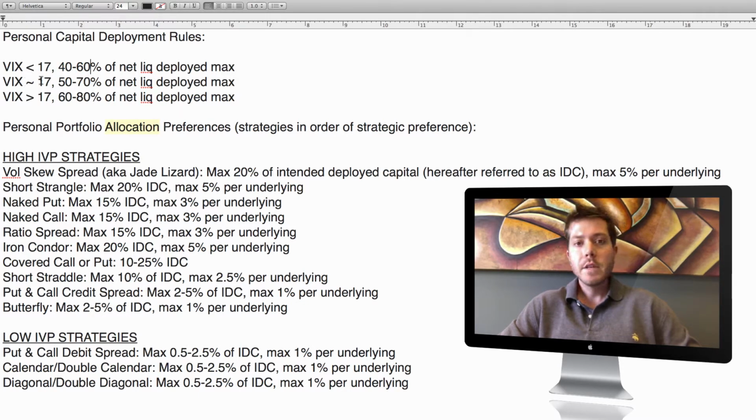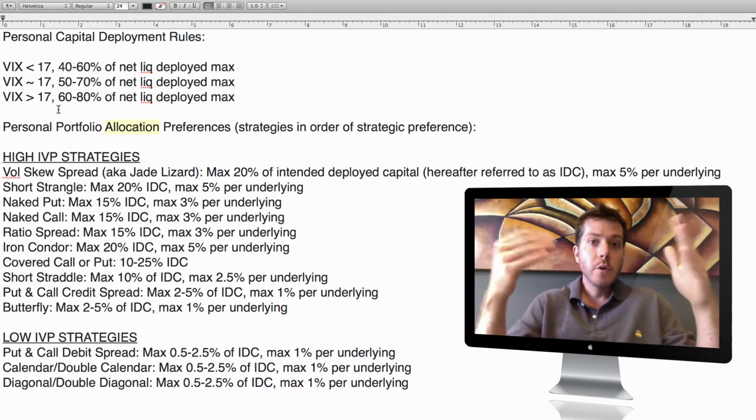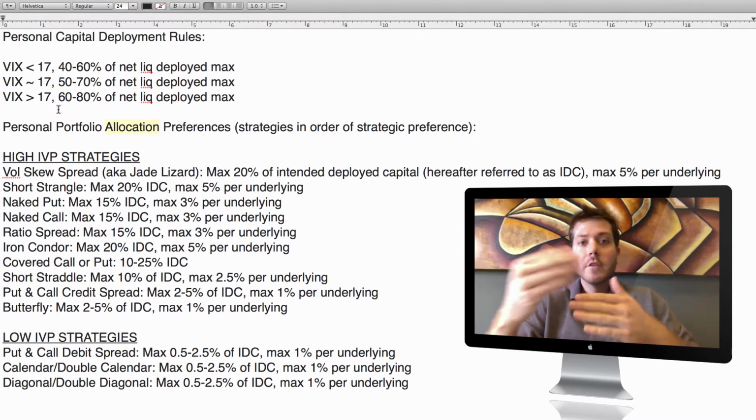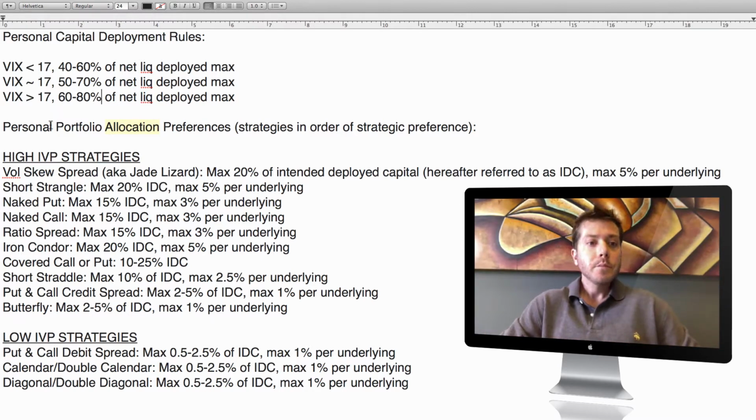When the VIX is approximately 17, kind of middle ground, which would actually be high right now considering where we've been for the past 2 years roughly, somewhere between 50 and 70% of net liquidity deployed max. And then when the VIX is above 17, somewhere between 60 and 80% of net liquidity deployed max. So always leaving some cushion for buying power effect adjustment. Because let's say you have 80% deployed, and then you have a buying power effect adjustment overnight, then you could get yourself in a position where you have close to 100% deployed, or over 100. Then you're going to look at margin calls and whatnot.